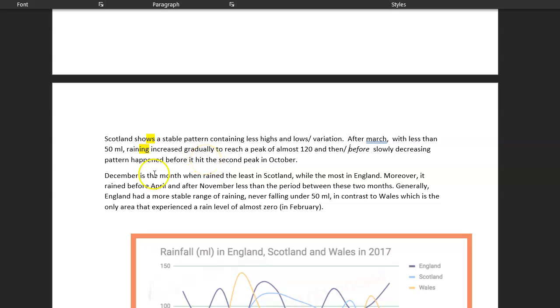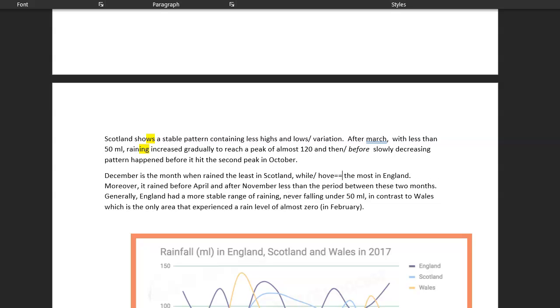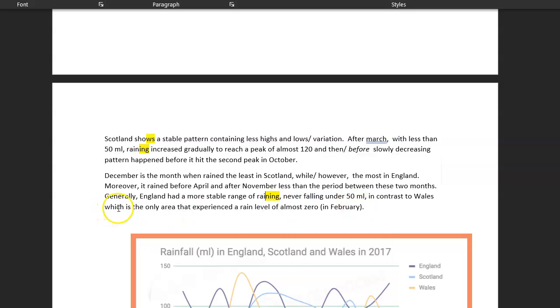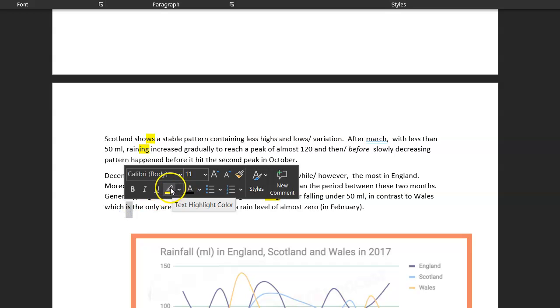Yes, nice, good, good. December was the month when it rained the least in Scotland, while the most, rather than while, you want however, different connecting word there. However, the most in England. Moreover, it rained before April and after November, less than the period between these 2 months. Good. Generally, England had a more stable range of rain, never falling below 50, in contrast to Wales, which was the only area that experienced a rain level of almost 0 in February.